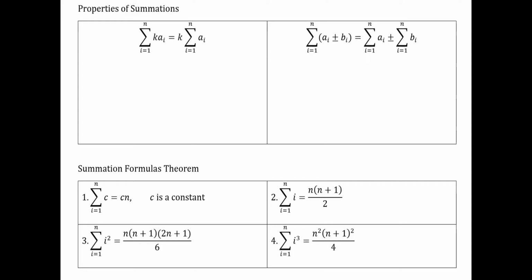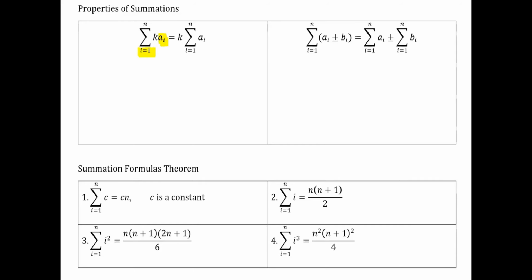So the first one says that if we have the sum from i equals 1 to n of k, some constant, times a sub i, then we can essentially just pull k out in front of that summation. So you notice, looking at the left-hand side of this, the only piece of the summation on the inside that involves the index, which is i, is the a sub i. There is no restriction on that k.